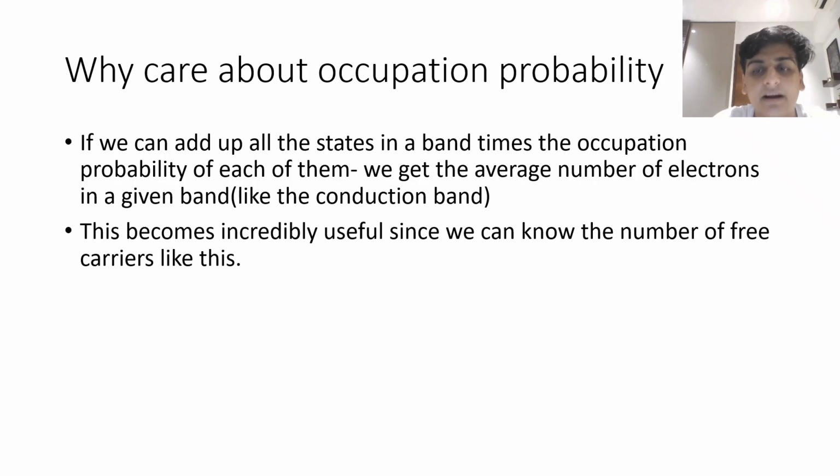And this becomes incredibly useful since using this we can know the number of free carriers. If I know the number of electrons in the conduction band and the number of electrons in the valence band, I can correspondingly calculate the number of holes in the valence band, and therefore I can know the total number of free carriers, for example. So this is why we care about this occupation probability.